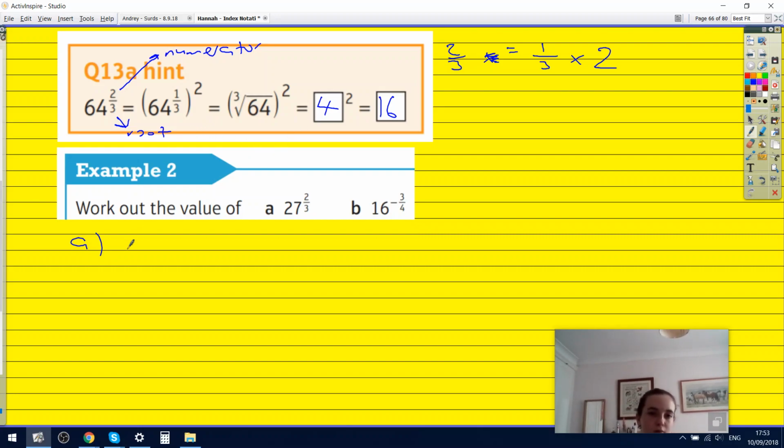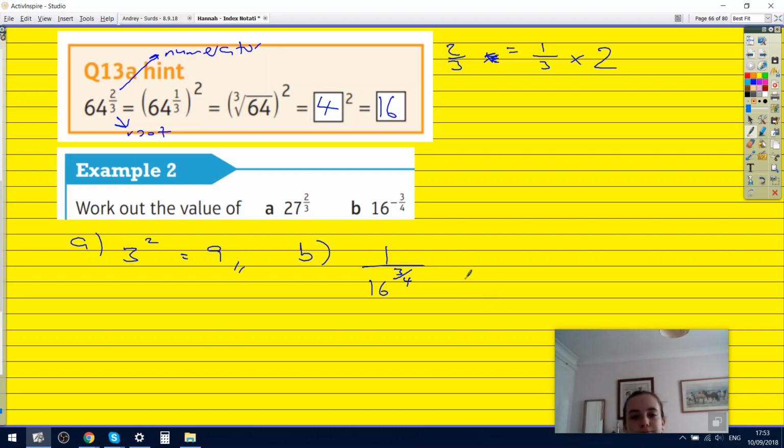3 squared, so 9. Well done. And B. So it'll be 16 to the quarter. Or so you have to get rid of 3 things. Yeah. 1 over 16 to the 3/4.